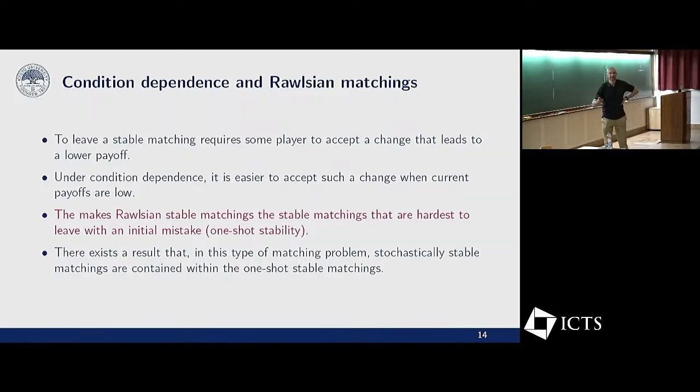Anyway, the reason I did this is it's very clean and easy to explain this mapping from the condition dependence to Rawlsianism. So we have a stable matching, and to leave it requires some player to accept a change that leads to a lower payoff. Now, under condition dependence, it's easier to accept such a change when your current payoffs are low. And that makes Rawlsian stable matchings the stable matchings that are hardest to leave with a first mistake. That's one thing I call one-shot stability. There are other one-shot stabilities out there in the past, but in this case, it's the ones that are hardest to leave with the first mistake.